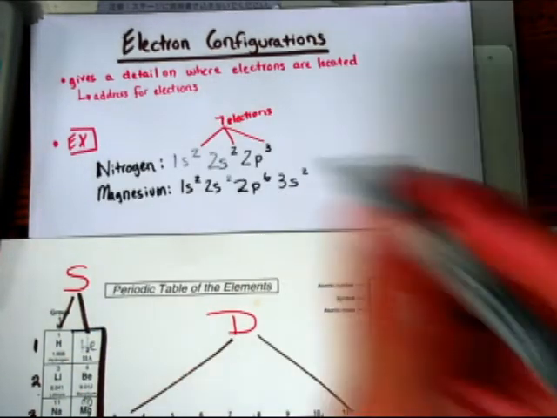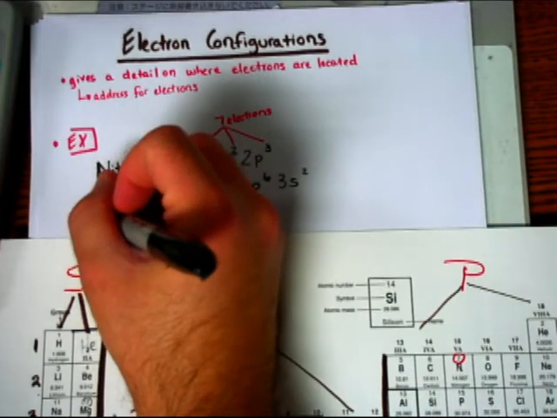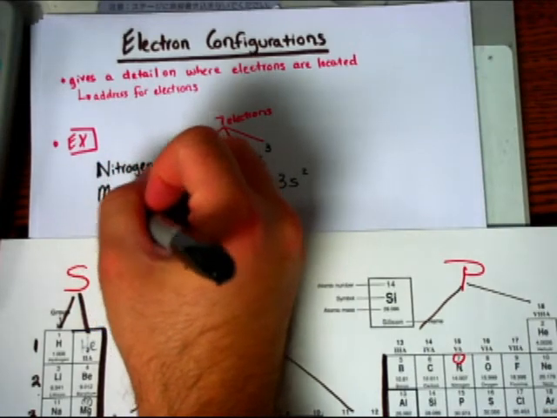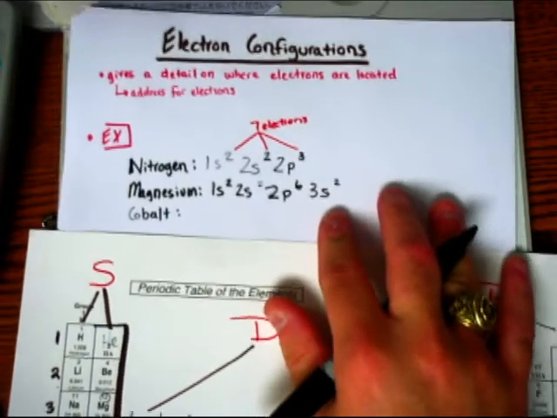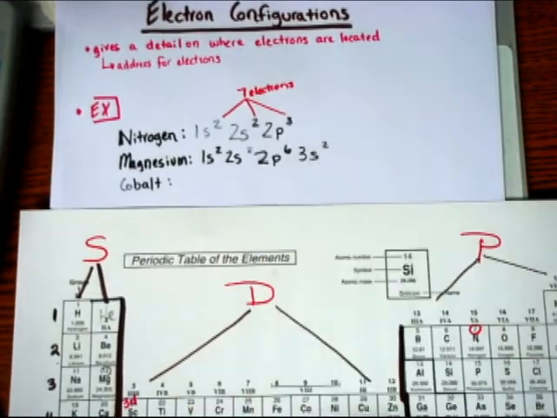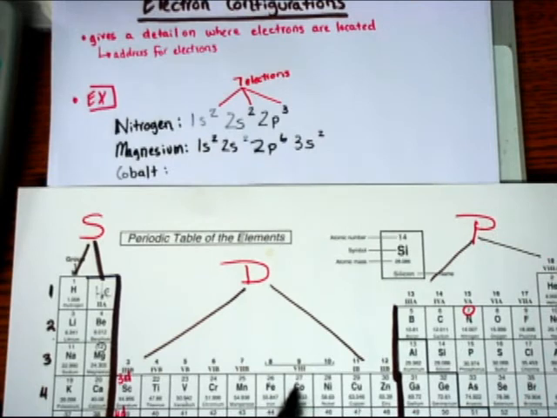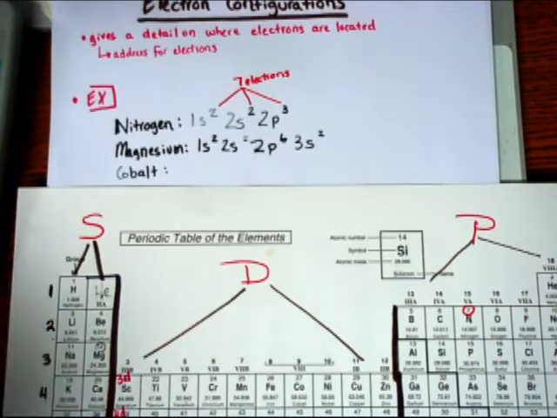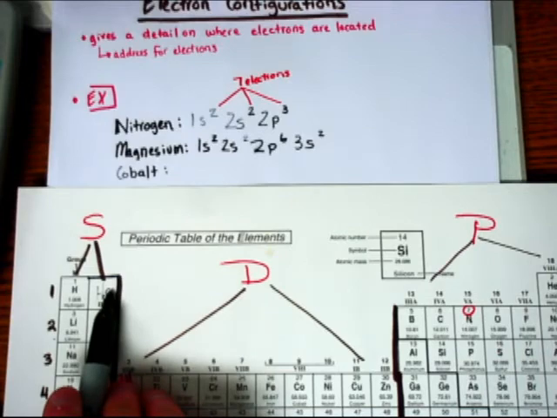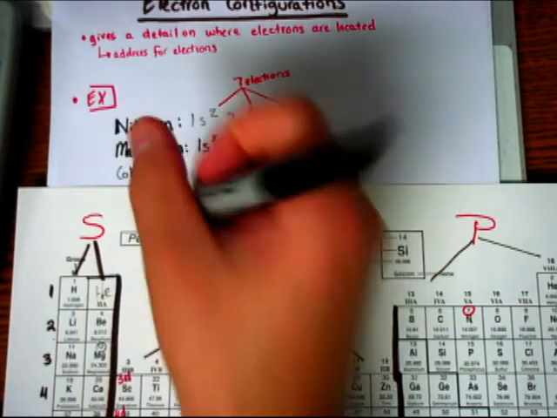Let's look at a different one. Let's look at cobalt. That's Co right here at 27. So I need 27 electrons. Where should I start? Always at the beginning, so 1s, right? How many do we need from 1s? 1 and 2.